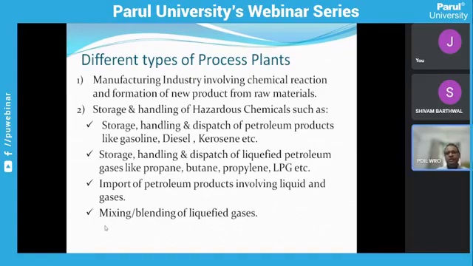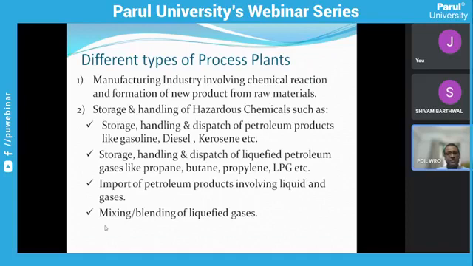It can be the biochemical industry, it can be the pharmaceutical industry, it can be the pulp and paper industries. Any kind of industry wherever chemical reactions are taking place, and raw materials are stored and hazardous chemicals are handled, can be included in the process plant categories.